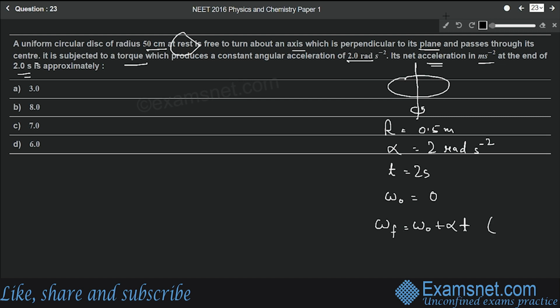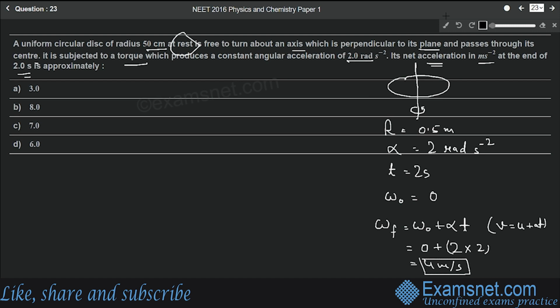This is the same as the equation v equals u plus at. So for angular it will be omega f equals omega naught plus alpha t. The final omega will be equal to initial omega, that is 0, plus alpha, which is 2 radian per second square, and time is also 2 seconds. So this will be equal to 4 radian per second. This will be the final angular velocity.